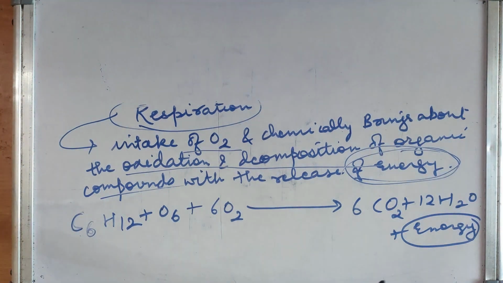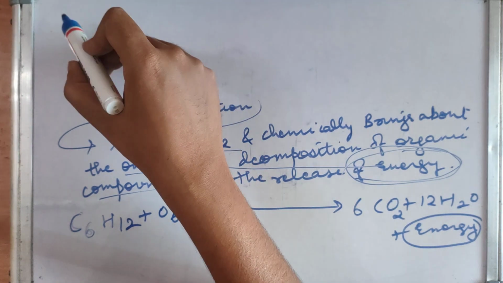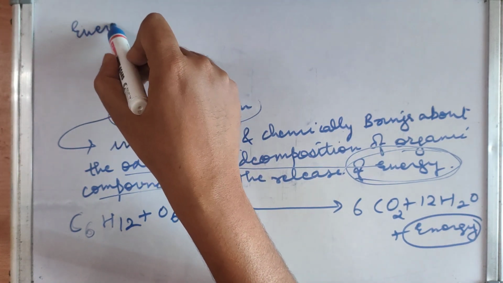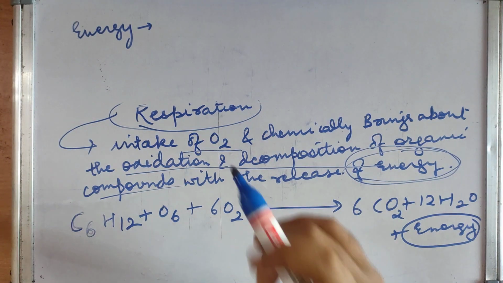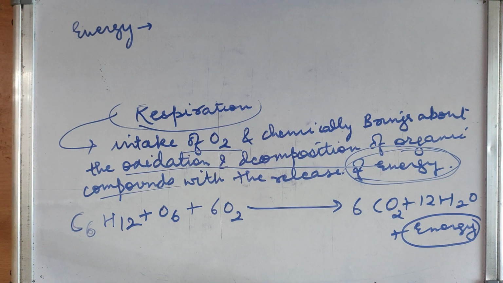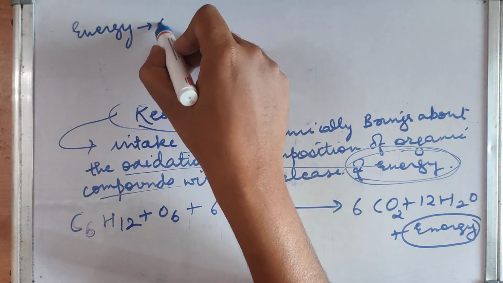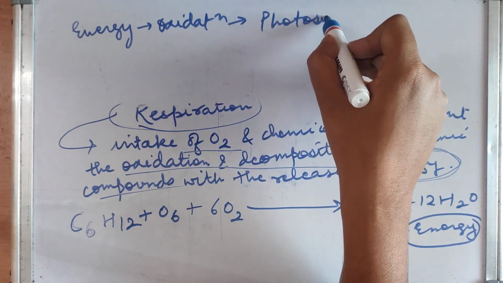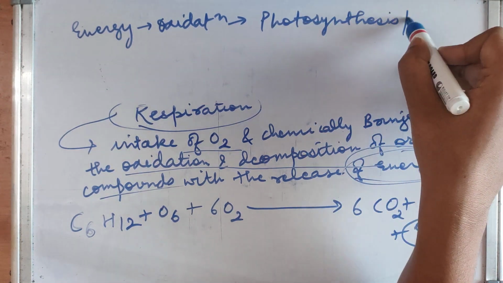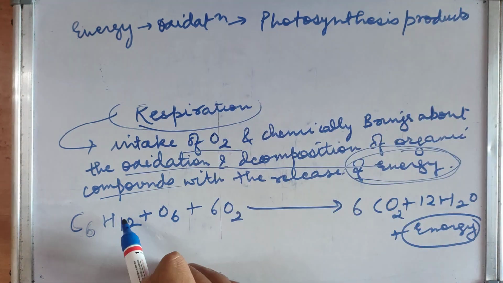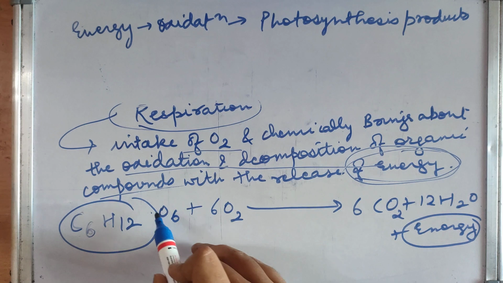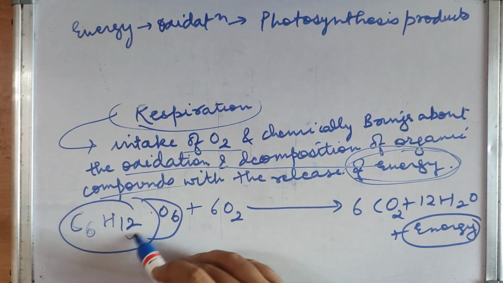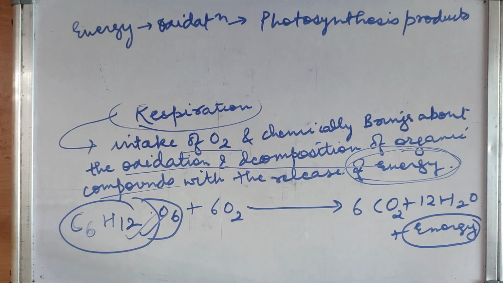And to keep up respiration, to keep up the life process in motion, energy is derived by oxidation of various photosynthesis products. What is this? C6H12O6. This is a photosynthesis product. We get this in photosynthesis.